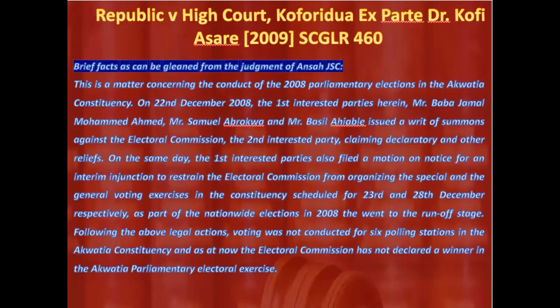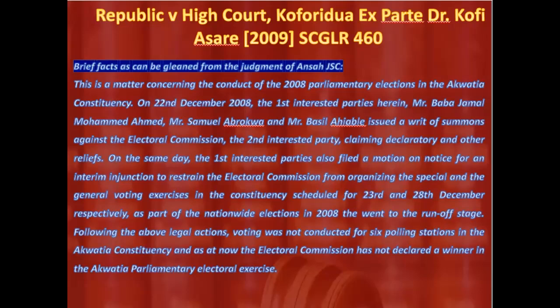Now, the High Court judge indicated that yes, even though the plaintiffs had filed a writ of summons, the essence of their action was not to challenge the validity of the election of anybody as a member of Parliament. And as such, the writ of summons was appropriate in such a case.